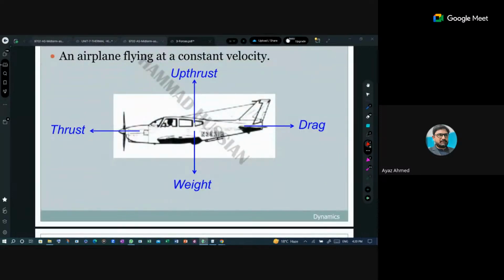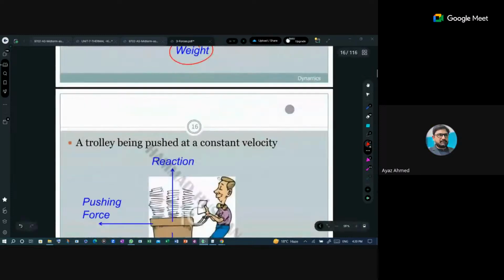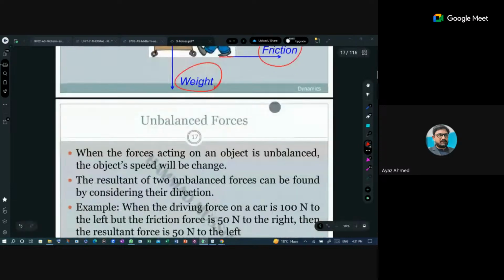Then when an aircraft is under consideration, there are some forces. One is the thrust of the engine, one is upthrust. I will talk about this in detail. Then drag, I will talk about this. And weight, you are familiar with weight from the topic of mass, weight, and density. Then here, when you have a pushing force downward, there is a friction which opposes the motion. Then this is weight, and then there is a normal reaction force. So these are some of the forces.